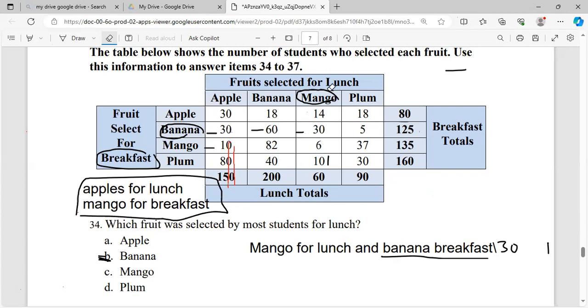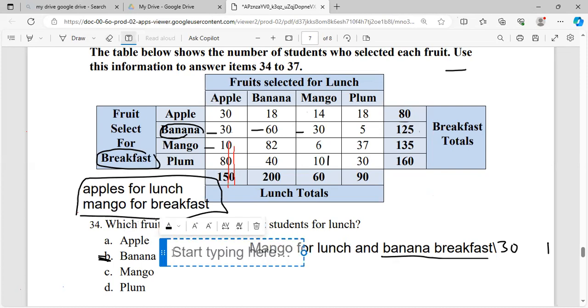Let us see, guys, if it will be the same. We're going to turn it around. We're going to say apples for breakfast and mango for lunch. Let's see. Sir, 14. Okay, 14. I just want the other persons who say they don't get it to get it, because this can repeat, but they will change the number. That's 14.